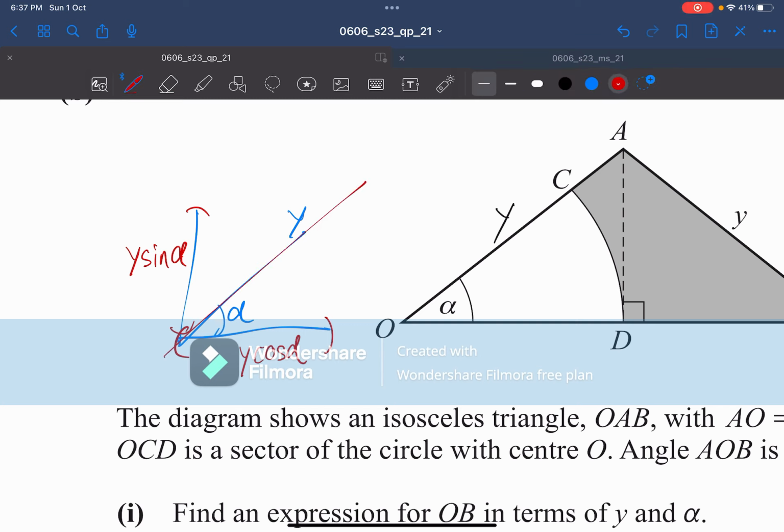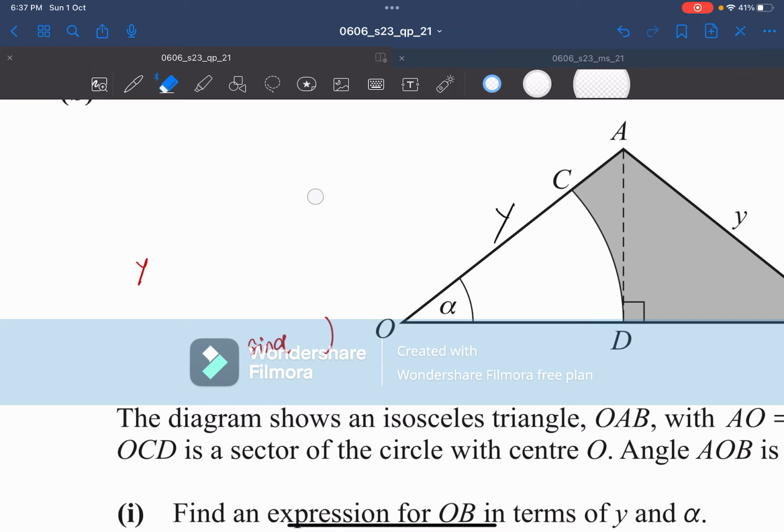resultant line, if this alpha touches the horizontal component, then that means this component will be cos alpha. If it's the other way around, if alpha is here, then this part will be y cos alpha, and this will be y sine alpha. That's how you do it. So whatever the angle touches, the corresponding line will be cos alpha. So that's how you resolve a vector.